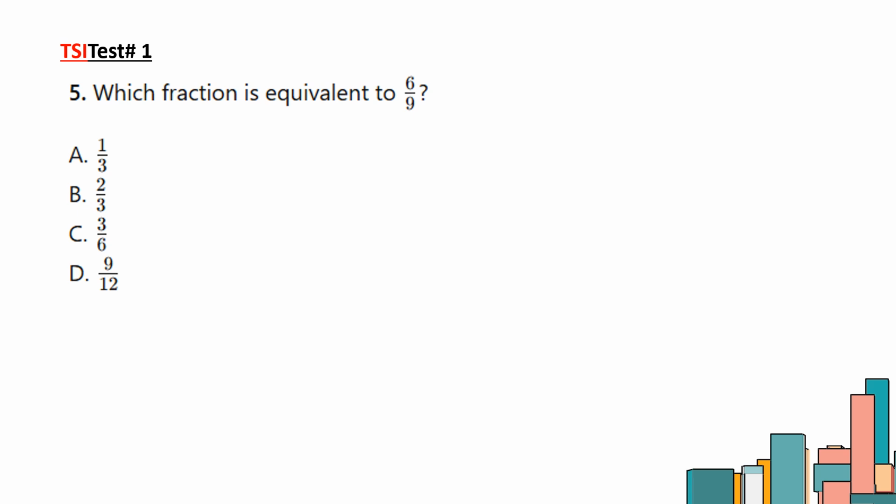Number 5, which fraction is equivalent to 6 over 9? So 6 over 9, we know that 6 is 3 times 2, 9 is 3 times 3, and 2 over 3 is the simplified ratio, right? So 2 over 3 is B, the correct answer.